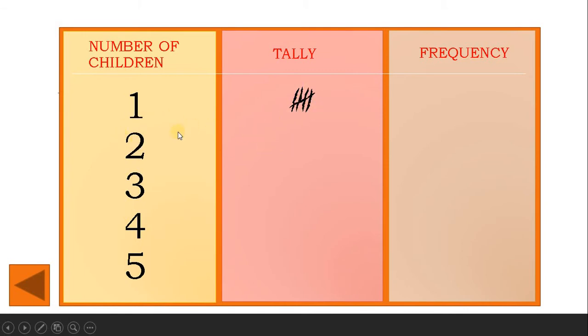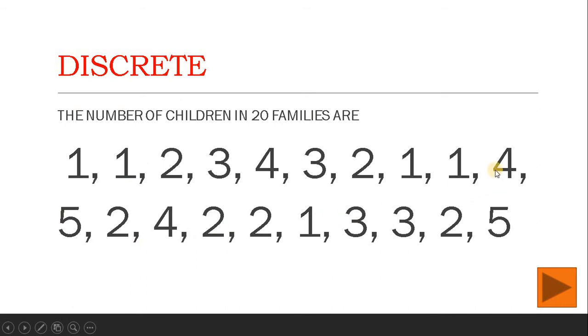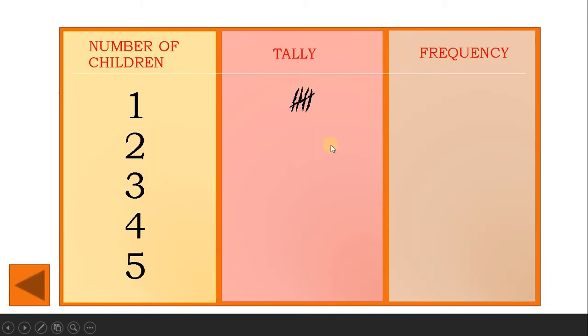And the second one is 2, meaning 2 children. Again, going back to the data, we find the numbers of 2. So let's try 1, 2, 3, 4, 5, and 6. Therefore, we're going to write 6 tally. So it should look like this. We have 5 and 1 tick.